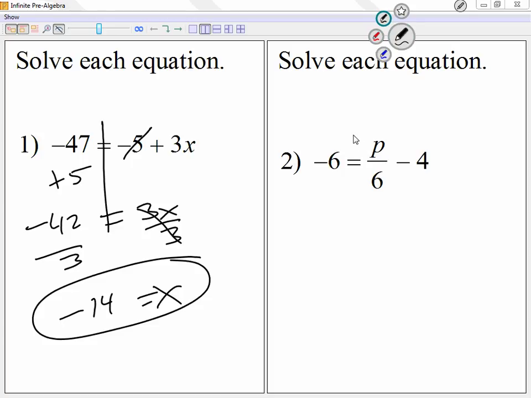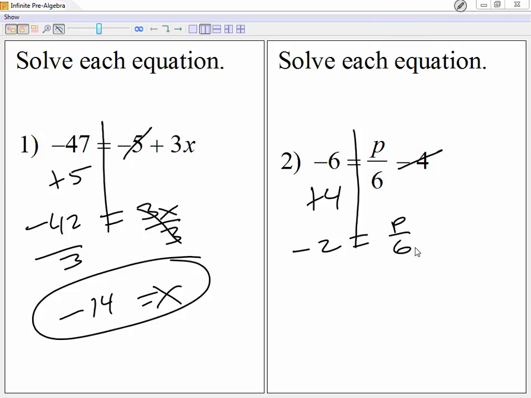Looking at question number 2, same thing. When I separate at the equal sign, the negative 4 has nothing to do with the letter, so I'm going to move it to the left side as a plus 4. So I have the negative 2, right? I added negative 6 plus 4, which gave me negative 2 is equal to p over 6.